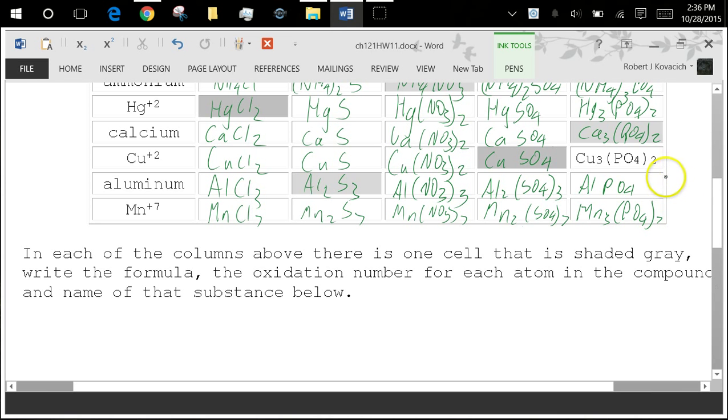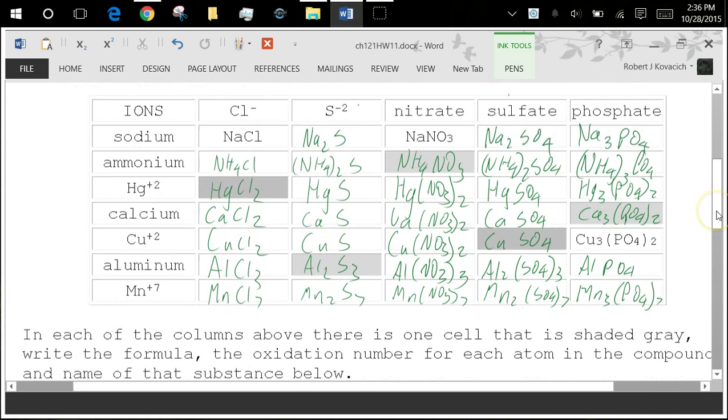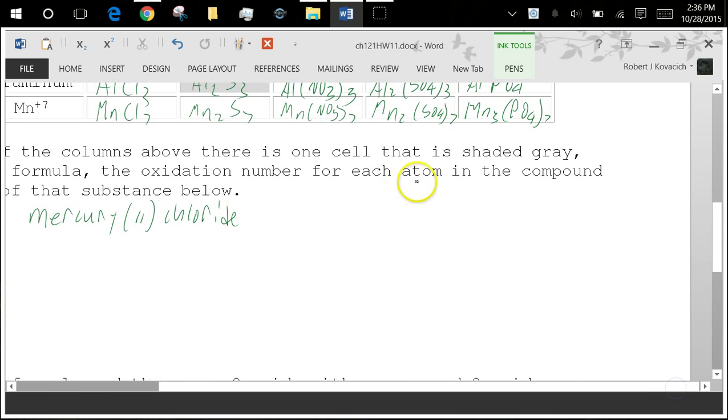So for these shaded ones, write the formula of the oxidation number for each atom and name the substance below. All right, so for the first column, I've got HgCl2, and that's mercury 2 chloride, and it's Hg with a +2 charge, and chloride with a -1 charge.